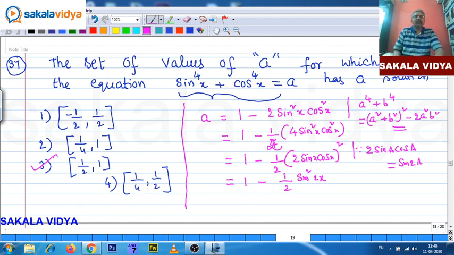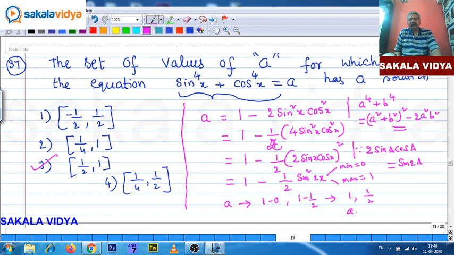Even you can adopt this method also. Sin square 2x minimum value is 0, maximum value is equal to 1. Substituting these values for a here, 1 minus 0 comma 1 minus half, so you will get 1 comma half. Now the interval you need to write: a belongs to 1 by 2 comma 1. So this also we will get. This easy method also we can do.